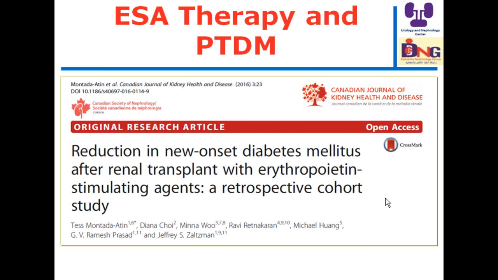Another interesting and exciting study showed that erythropoiesis-stimulating agent exposure may be associated with reduced incidence of new onset diabetes in the post-transplant population. The role of erythropoiesis-stimulating agents in preventing new onset diabetes requires further investigation.